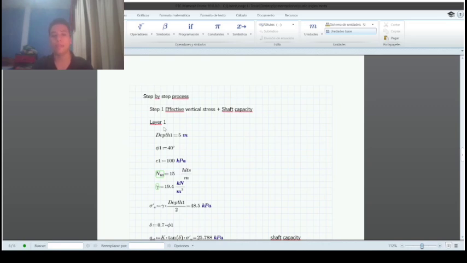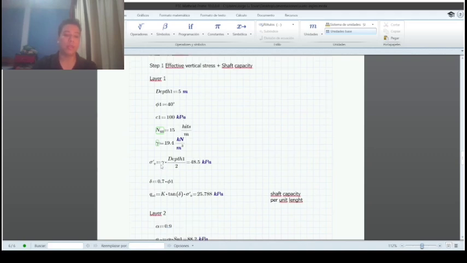Step 1. Effective vertical stress plus shaft capacity. For layer 1, we have the data. Vertical stress is the gamma of the soil multiplied by the depth divided by 2. Why divided by 2? Because it's a sand. So in all the sands, the effective vertical stress only applies in the middle of the layer. So that's why. This data, and finally the shaft capacity per unit of length for layer 1.